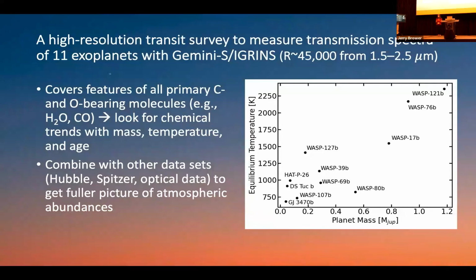We're also hoping to, in the future, combine this data set with other existing data sets for these planets, like those from space with Hubble and Spitzer, as well as ground-based data at high resolution at optical wavelengths to get a better holistic idea of what's going on in these planets' atmospheres. Today I'm just going to be focusing on one data set that we've taken from this program, and that's for the hot Jupiter WASP-76b.